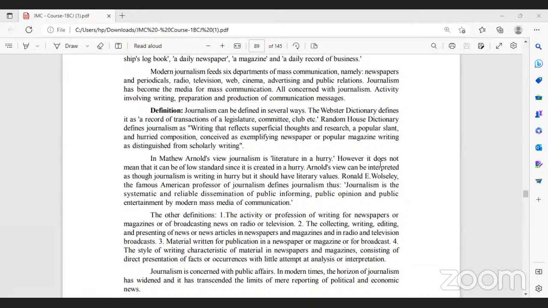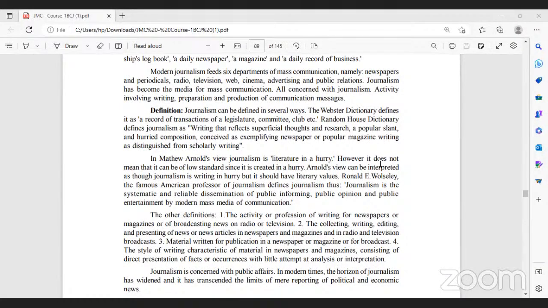The Webster dictionary defines it as a record of transactions of a legislature, committee, or club. The Random House Dictionary defines journalism as writing that reflects superficial thoughts and research, or talking about a popular slant, and a hurried composition conceived as exemplifying newspapers or popular magazines. So there are different ways of understanding journalism. However, Matthew Arnold's view of journalism is that it is literature in a hurry.